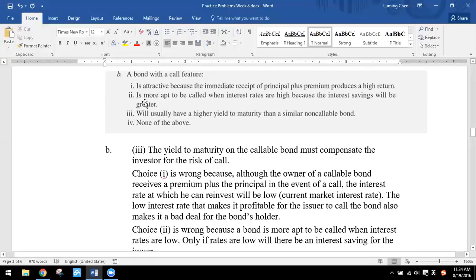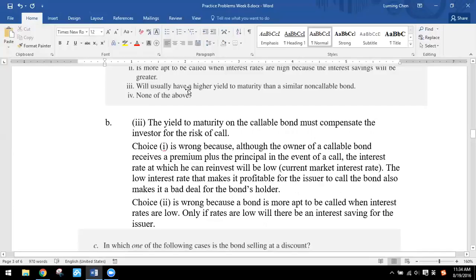B is more apt to be called when interest rates are high, because the interest savings will be greater. This is false, because only when the interest rate decreases below what the borrower should pay will they buy back the bond or call the bond.